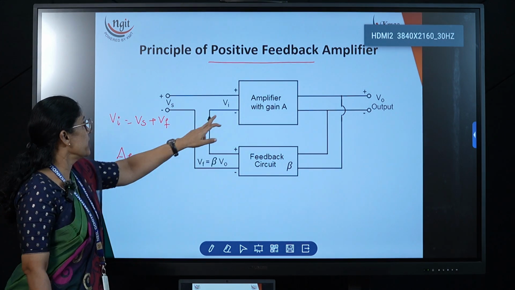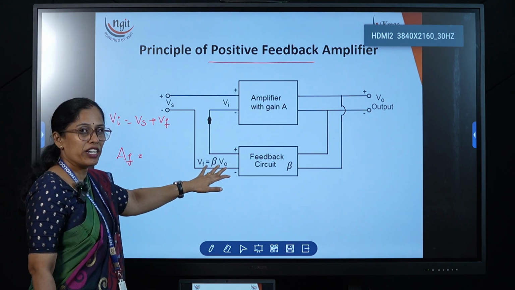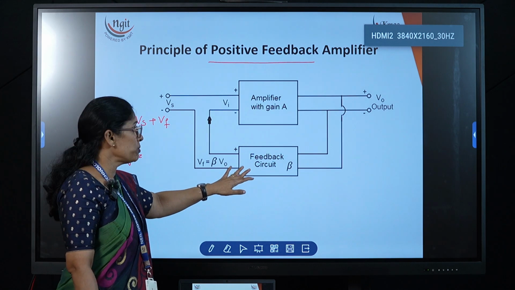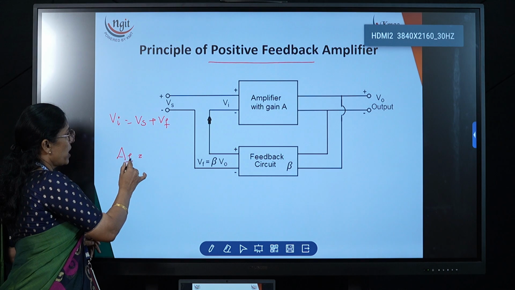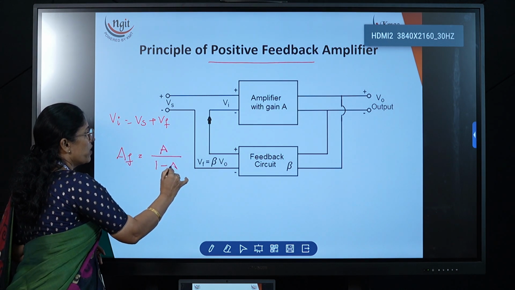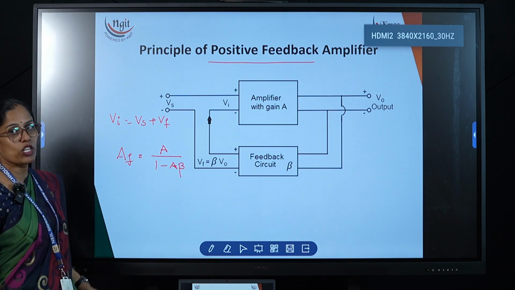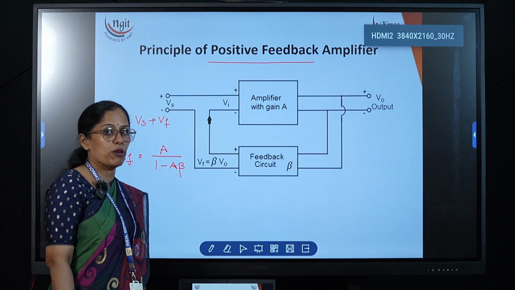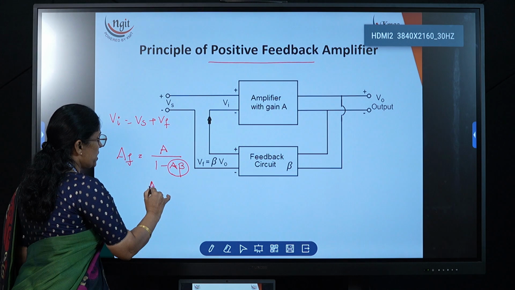Now here Vi is equal to Vs plus Vf. If we derive this expression, we already derived it in the feedback concepts. Once again I am giving the expression for AF. AF is equal to what? A divided by 1 minus A beta. If we derive the gain with feedback, then we get AF is equal to A by 1 minus A beta. Now A beta is nothing but what? Loop gain. A beta is loop gain.